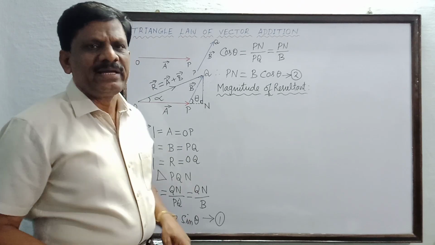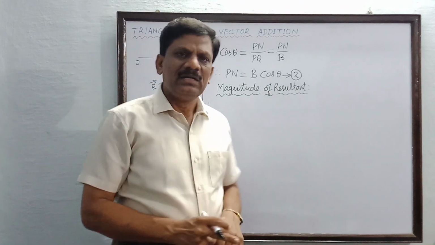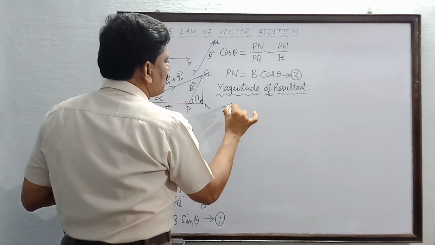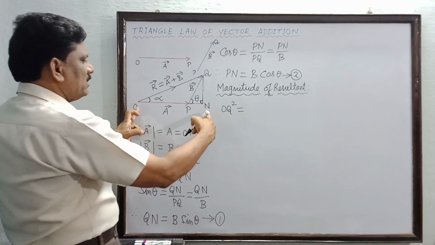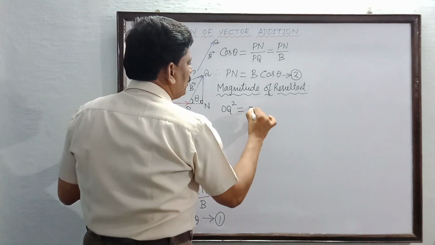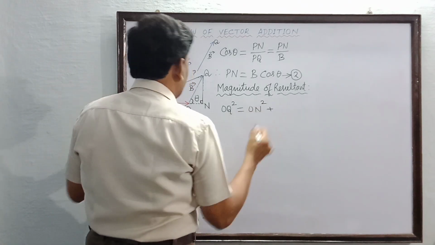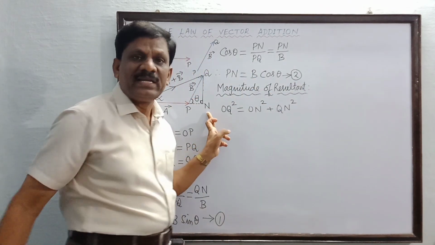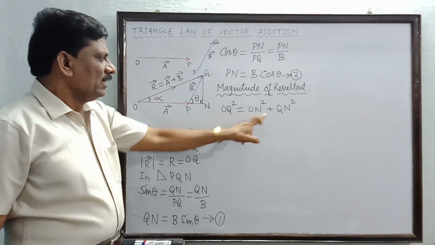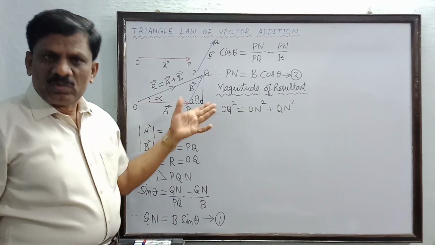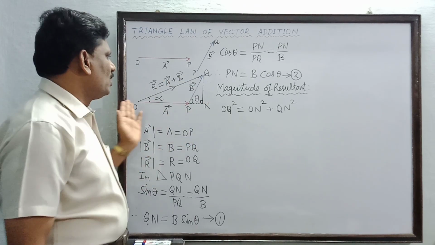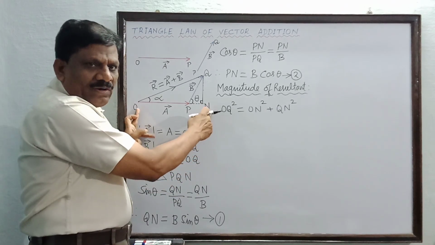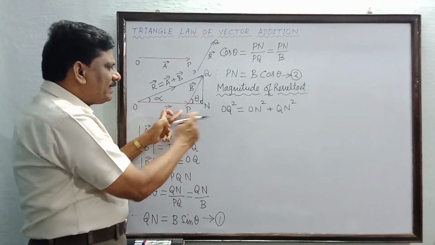So in this right angled triangle, I am going to apply Pythagoras theorem. According to that, the length OQ square is equal to the base ON square plus QN square. Am I right? So I have applied the Pythagoras theorem to this larger triangle OQN. Now once again, can you all see here the base ON, the longer side ON, that is equal to OP plus PN.